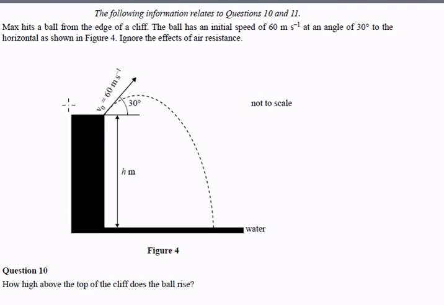Alright, Max hits the ball from the edge of this cliff here. He hits it at an angle of 30 degrees with an initial speed of 60 to the horizon as shown. And then the ball follows this projectile motion here. We know this is a projectile question.